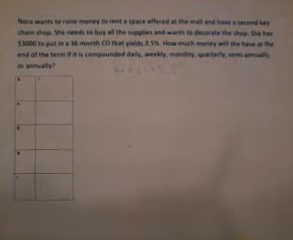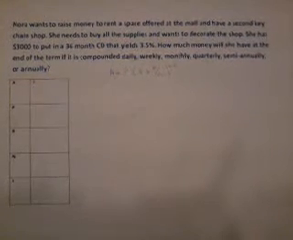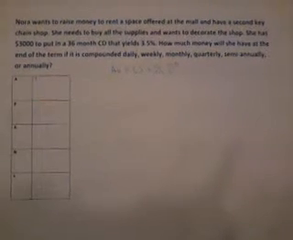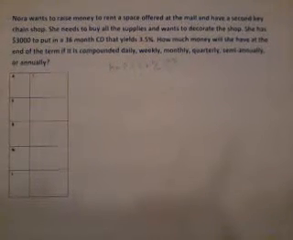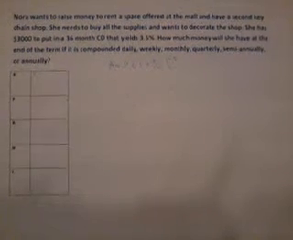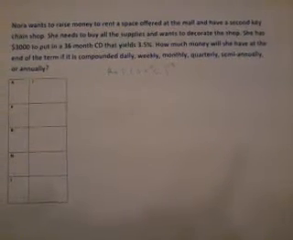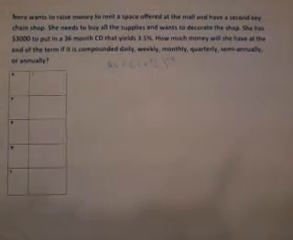So the problem says Norma wants to raise money to rent a space offered at the mall and have a second key chain shop. She needs to buy all the supplies and wants to decorate the shop. She has $3,000 to put in a 36-month CD that yields 3.5%. How much money will she have at the end of the term if it is compounded daily, weekly, monthly, quarterly, semi-annually, or annually?